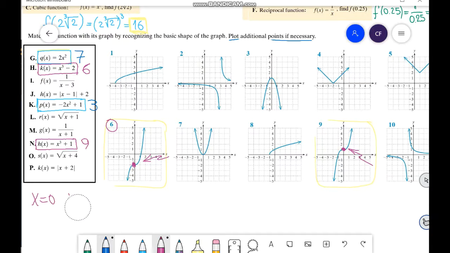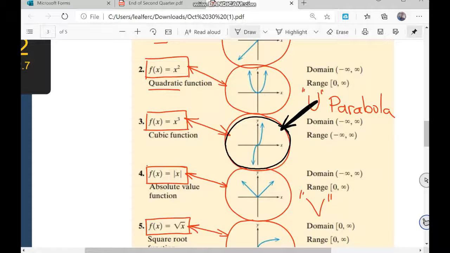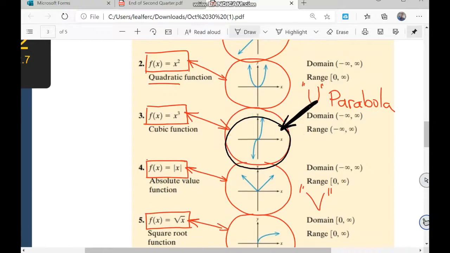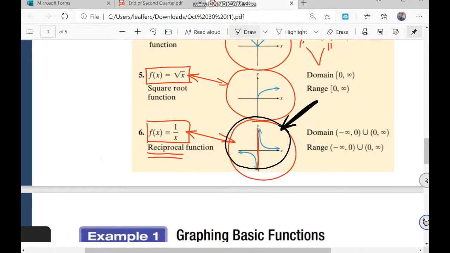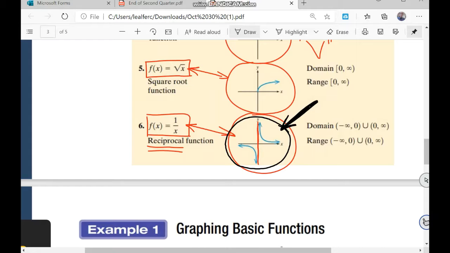Moving on, the next of the list here. We have I, f of x equals 1 over x minus 3. And this is a reciprocal function. 1 over x minus 3. The shape of a reciprocal function, the basic shape, check here on the table. Yes, this is the basic shape, with this gap here in the middle. This is the basic shape of a reciprocal function.